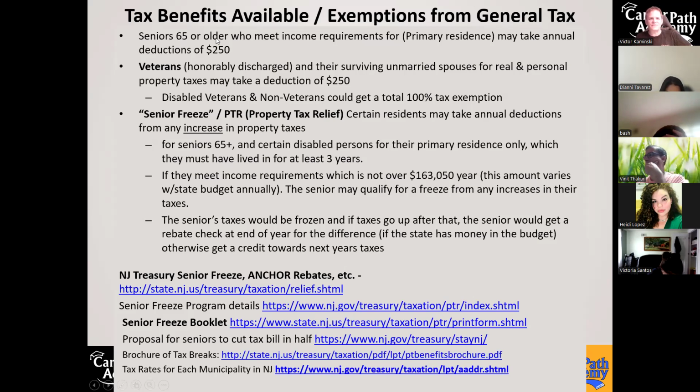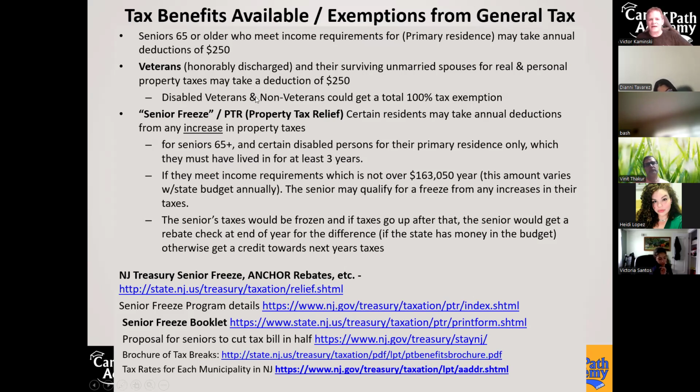So seniors 65 years or older who meet income requirements and residency requirements. It's for your primary residence. You can make annual deductions of up to $250. So generous. Veterans, honorably discharged ones, and their surviving unmarried spouses for real and personal property could also take tax deductions of up to $250.